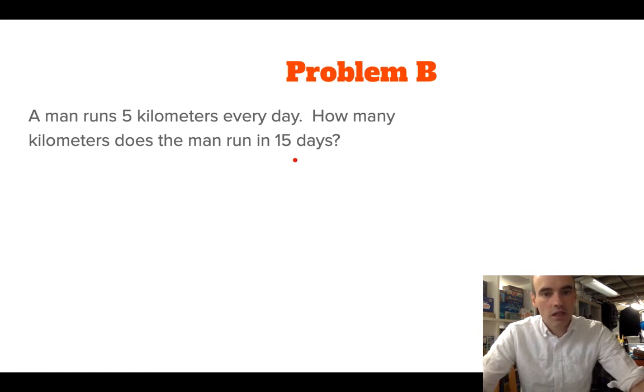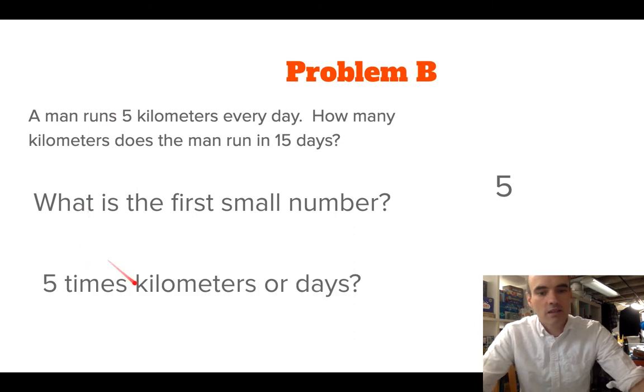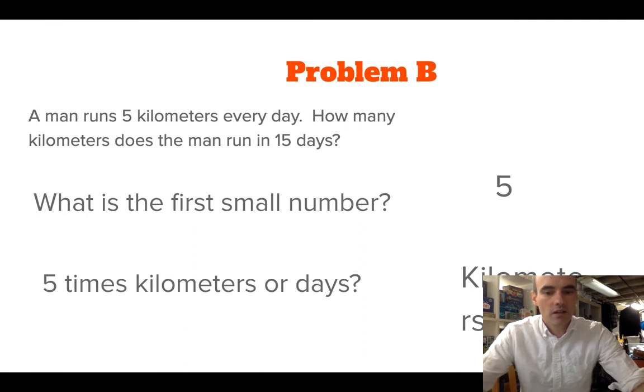Let's look for the word each or the word every. There's the word every. So this tells us a man runs 5 kilometers every day. So what's the first small number that we have? The first small number is going to be 5. Now, does he run 5 times as many kilometers or days? In this case, he runs 5 times as many kilometers, right? Each day he runs kilometers.